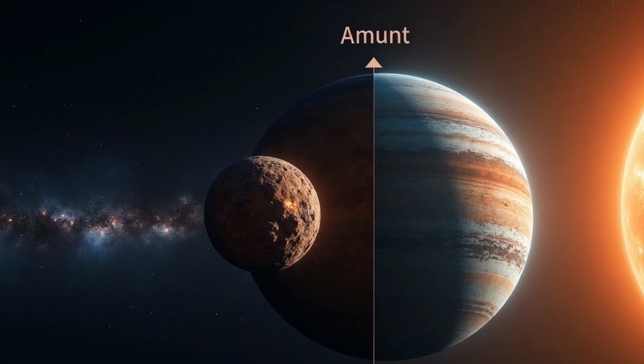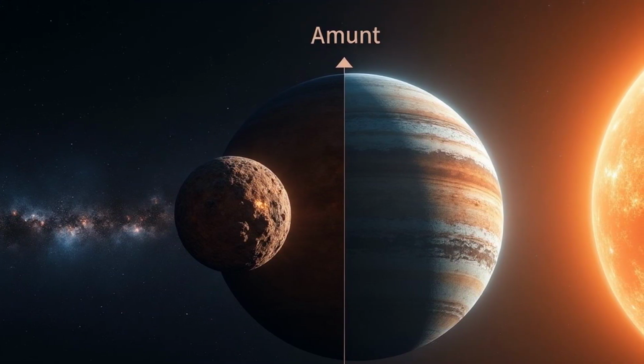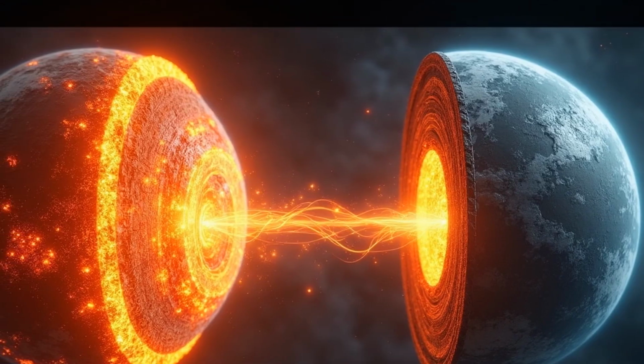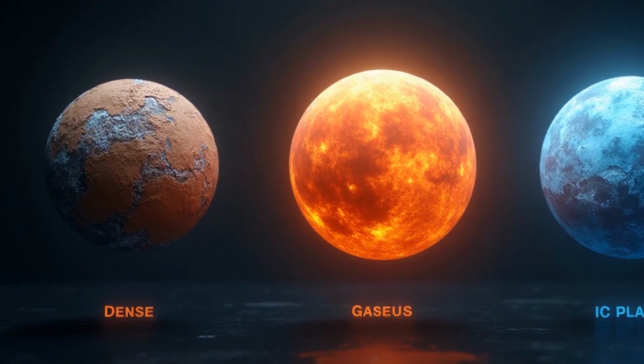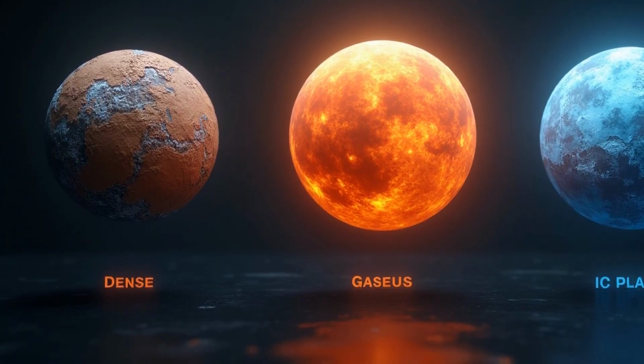A planet's size influences its gravitational pull and ability to retain an atmosphere. Planetary mass affects internal geological activity and the potential for volcanism. Density is a key factor in determining a planet's composition, whether rocky, gaseous, or icy.